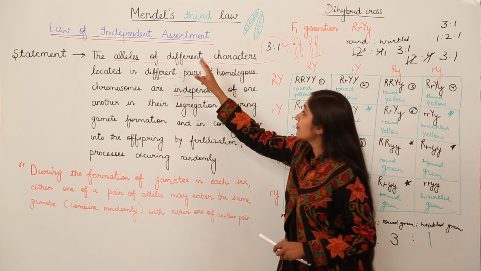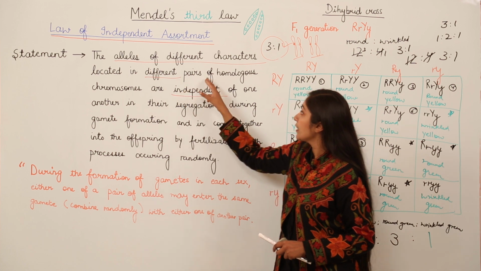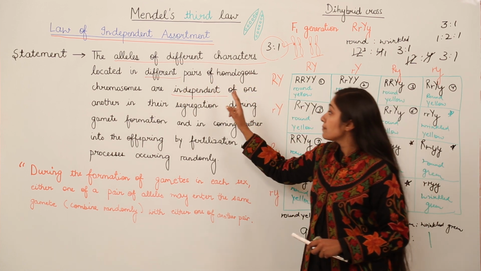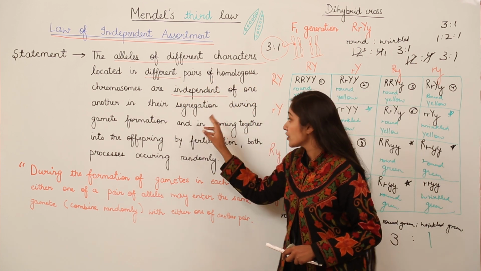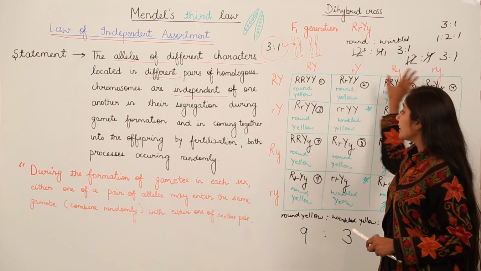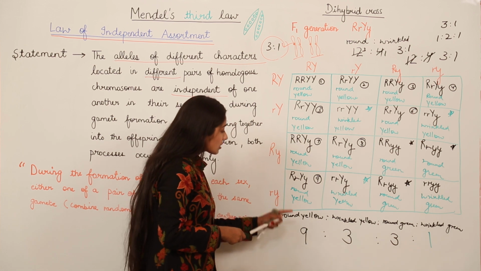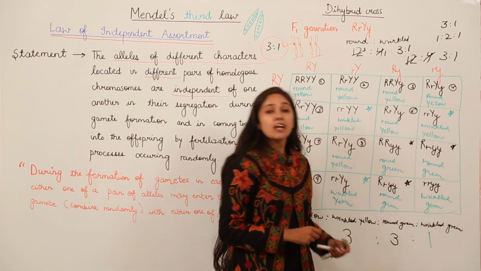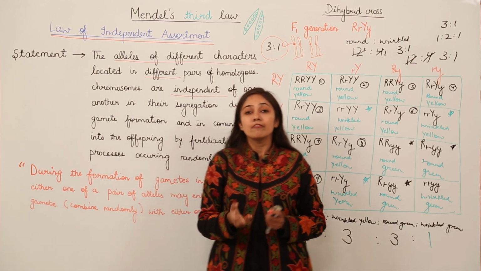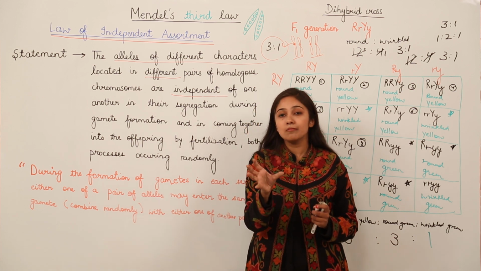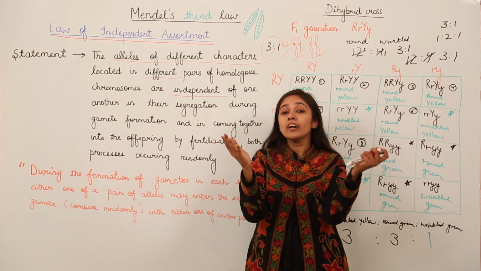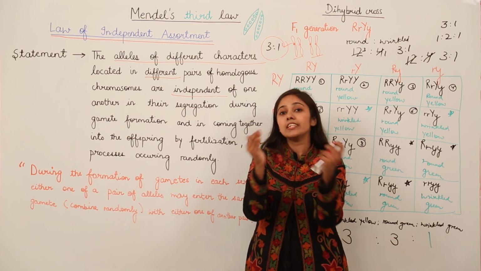See, the alleles of different characters located in different pairs of homologous chromosomes are independent of one another in their segregation. How? Because when we had this cross, we had 16 plants, we had 16 outcomes, and the phenotypic ratio was 9:3:3:1. What we are going to prove here is that when we have two characteristics at a time, they are going to independently assort and none is going to interfere with each other.